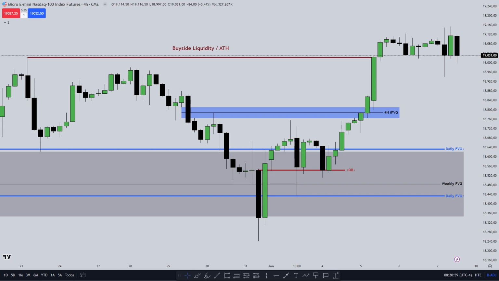Then it started to move to the upside and ended up inverting a 4-hour fair value gap that shot price right into the all-time highs. Be mindful that all of this is happening inside of the daily and weekly FVG, so we are adding confluences to confirm our bullishness.